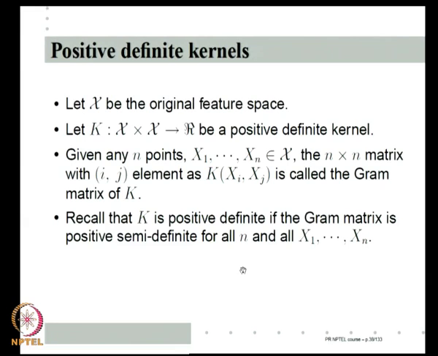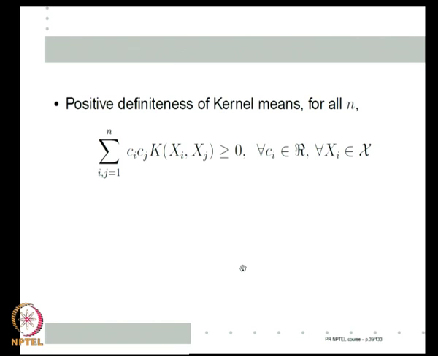Okay. This is what we defined earlier. Specifically, because the quadratic form has to be greater than or equal to 0: if k is a positive definite kernel, then for every n and every x1 to xn, the summation over i and j going from 1 to n of ci cj k(xi, xj), this is the quadratic form of the gram matrix, is greater than or equal to 0 for all scalars ci.